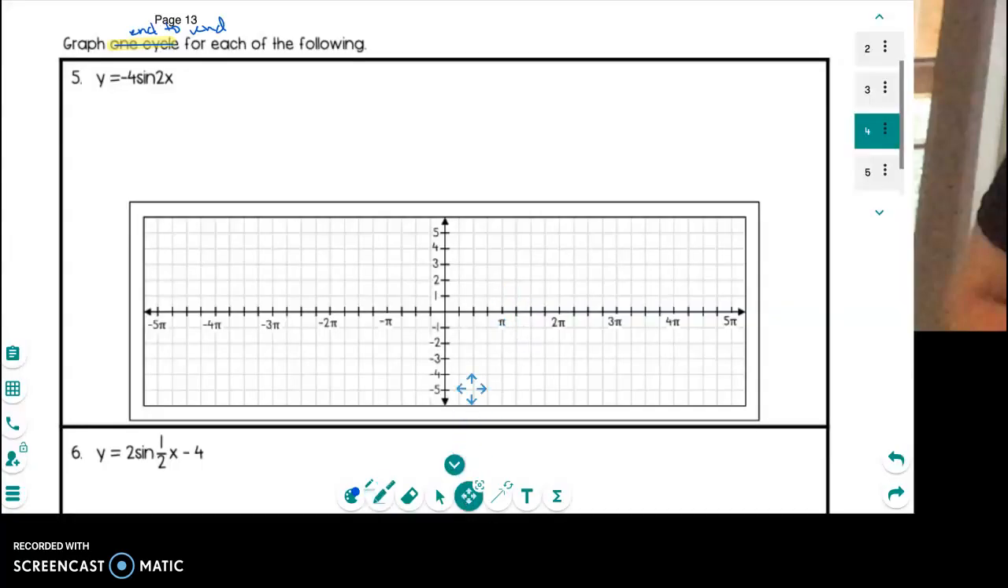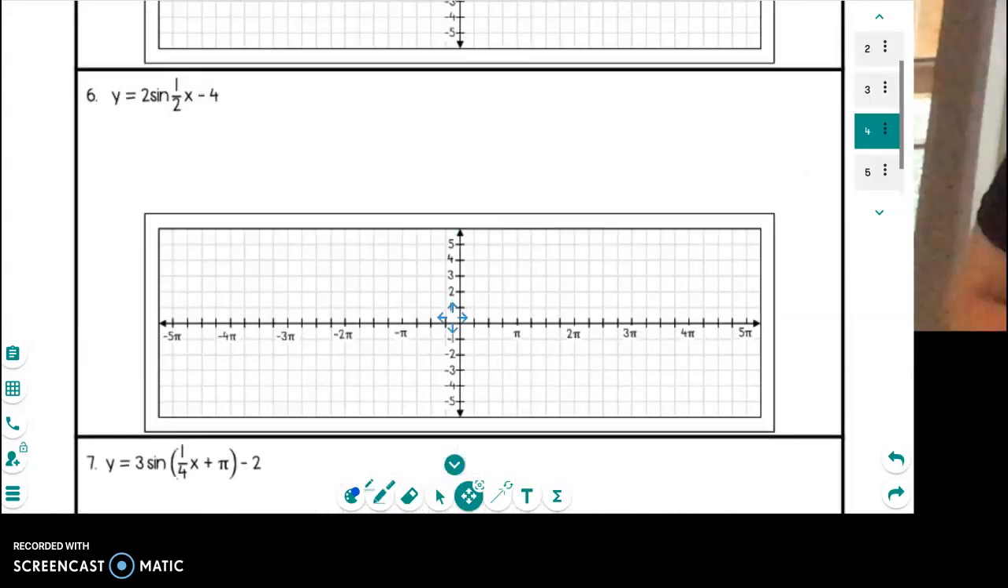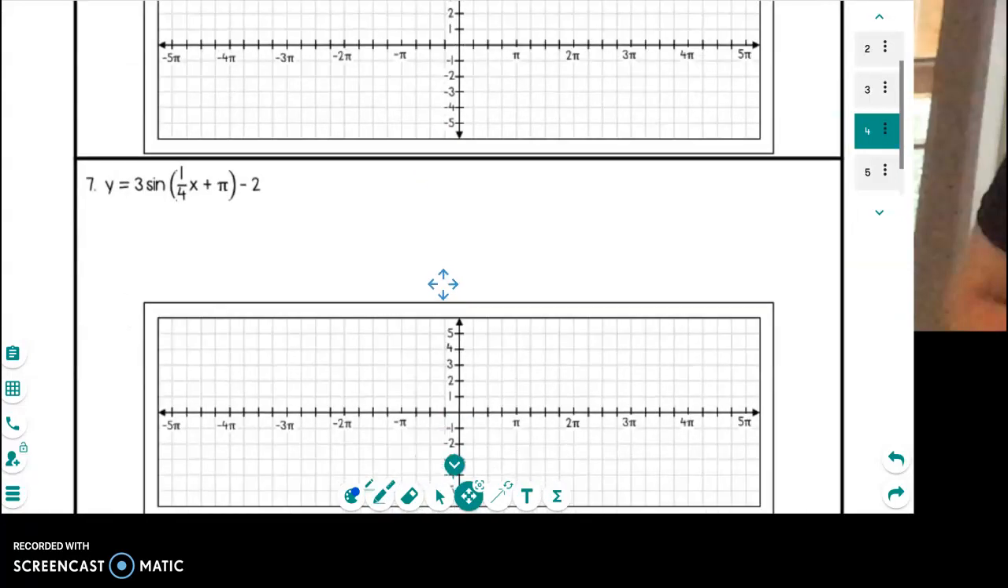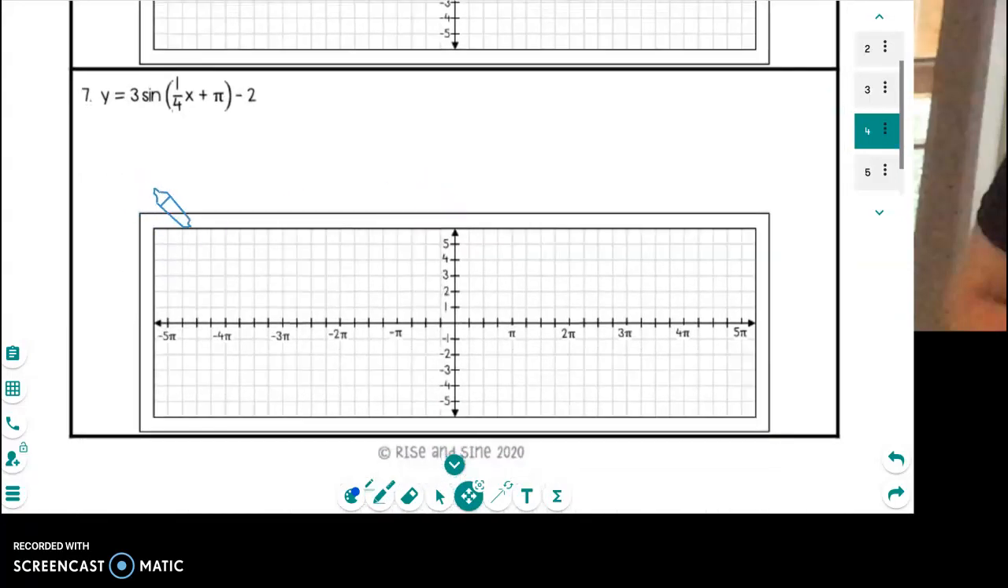We're going to do number 7. You can see with number 7, we've got every possible thing going on there. We've got amplitude, we've got period change, we've got a phase shift, and we've got a vertical shift. So you want to identify all of these before you start. And I think there's a certain order to do these that makes things a little bit easier.